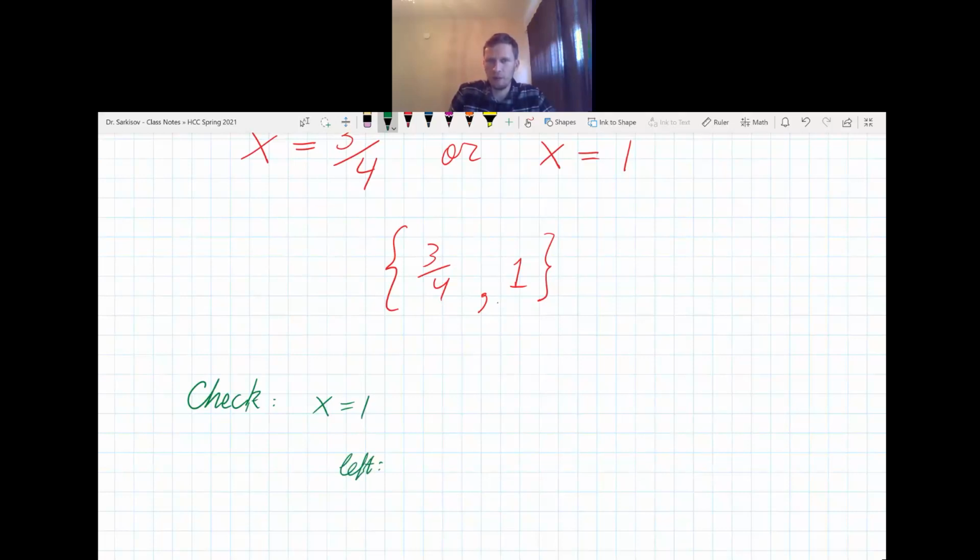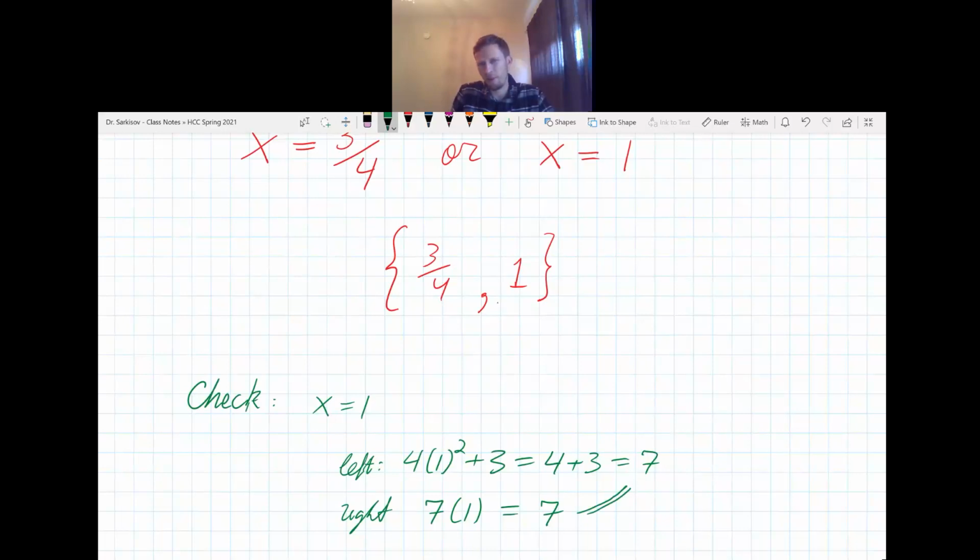4x squared plus 3. So 4 times 1 squared plus 3. We can say that's 4 times 1 plus 3. That's 4 plus 3, which is equal to 7. Right side: 7 times x, so 7 times 1. That's equal to 7. They're equal.